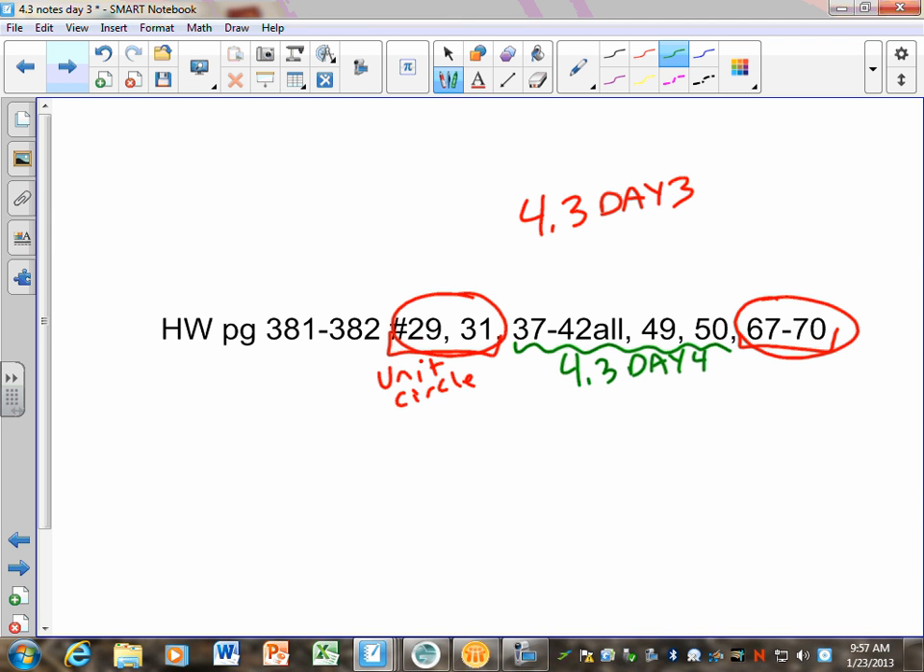37 through 42, and then 49 and 50. And lots of them, they don't have a lot of work to show with them. It's just using the fact that you can add and subtract 2 pi. If you still have other questions on old homework, it'd be a great time to ask. Otherwise, you can get started on this in case you have a question.